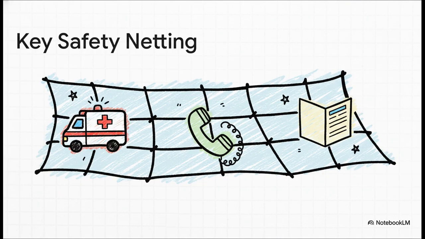And that safety netting can't be vague. You need to give concrete, actionable instructions. Tell them exactly what to do and who to call if things get worse. Give them phone numbers and leaflets, and reassure them that help will be there very, very soon.